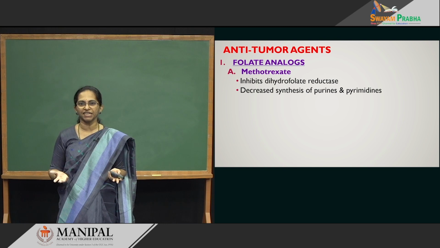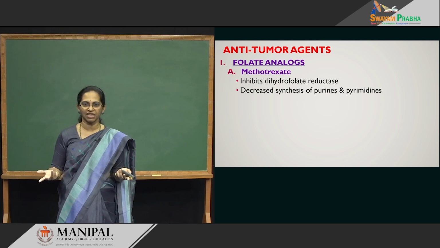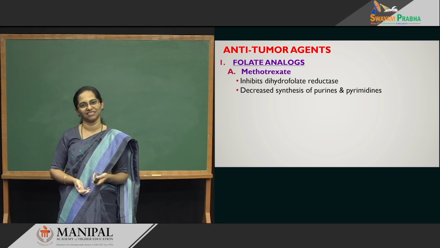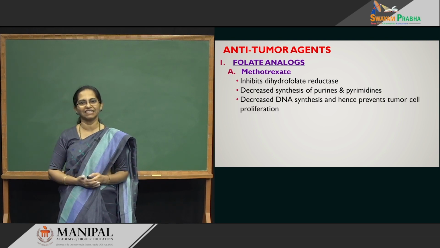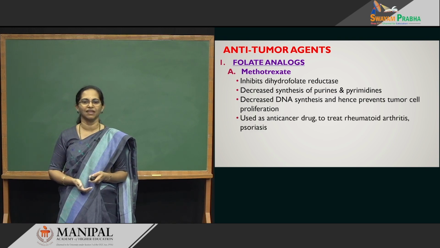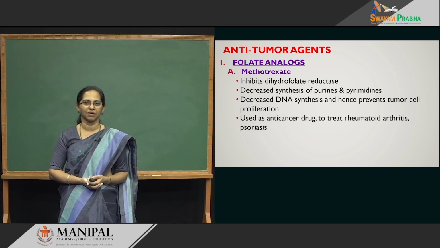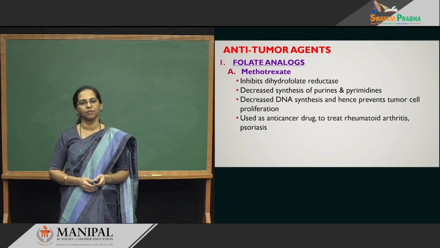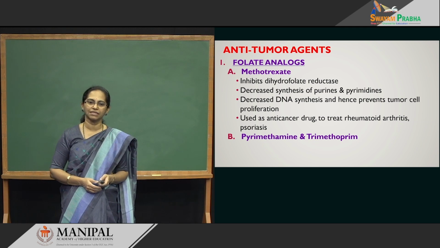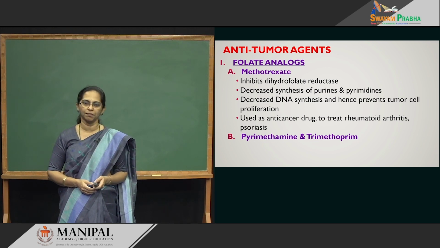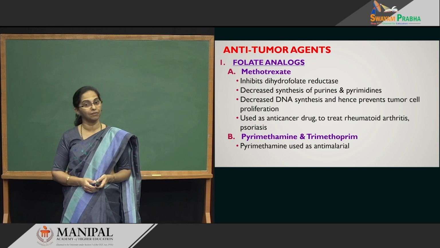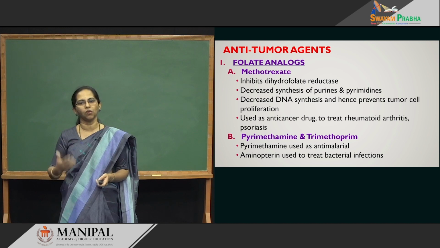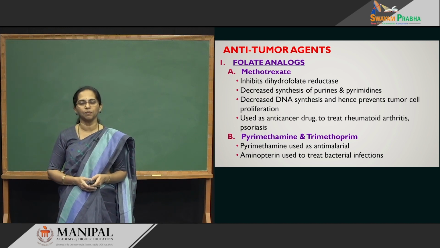If you do not produce DNA, no cell division. No cell division, no cell proliferation. So, you are trying to cure cancer. So, decrease DNA synthesis, decrease cell division, and that is why methotrexate becomes a very good anti-cancer drug. There are two more belonging to folate analogues, that is pyrimethamine and trimethoprim. Pyrimethamine is used as an anti-malarial and trimethoprim is used for bacterial infections. So, these are all the three belonging to the same group, folate analog.